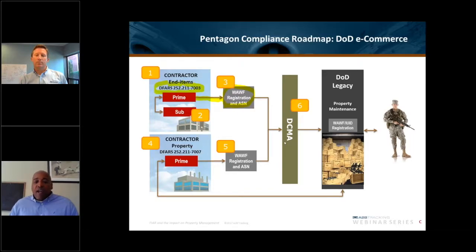And then from a contractor property perspective, you've got a DFARS 252.211.7007, which is a marking requirement. Same thing, if you're a prime, you need to make sure that you're reporting all of your items to the government that you have under GFP. And by default, you should have in place a system of internal controls that allow you to manage all of this.